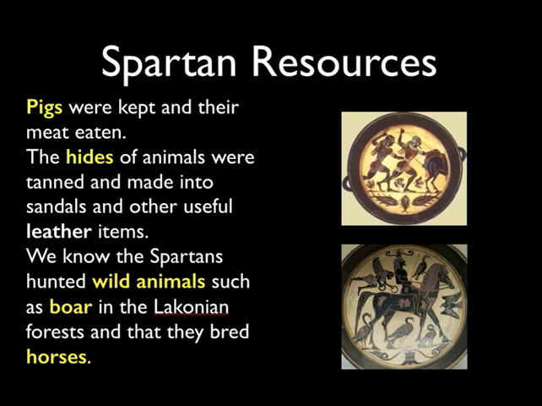And finally, in terms of Spartan resources, pigs were kept to be eaten, and also wild boars were hunted to supplement the diet of the Spartans. And we can see a kylix, which is a cup representing Spartans hunting a wild boar here. The hides of these animals were then tanned and then used to make leather goods as well. Horses were also kept by the Spartiates. They were known to be quite fond of horses, and we have the Rider Cup here, which is another example of Spartan art depicting a Spartiate riding a horse.